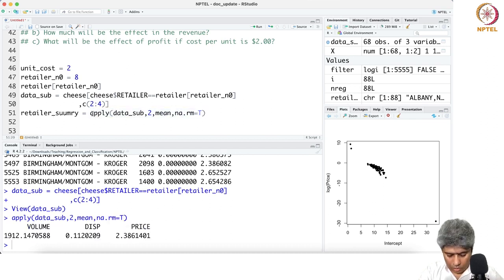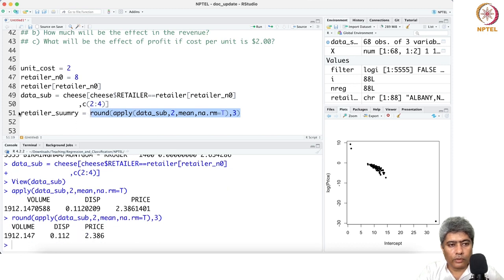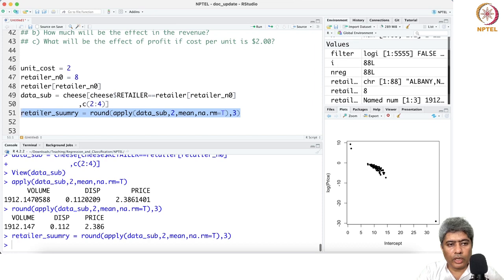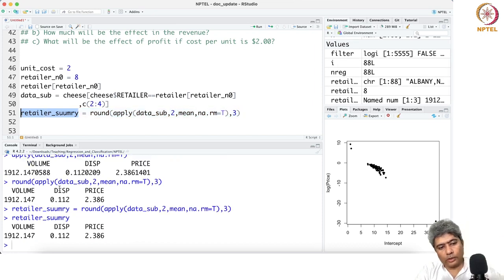Okay, and then if I just round up to 3 decimal places, that gives me these values. So that means this particular retailer is selling at 2.386 on an average, the price that they are selling, and volume is they're selling about 1912 units per week.